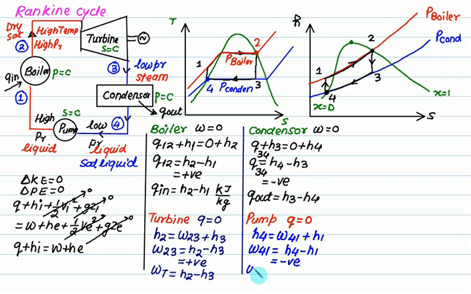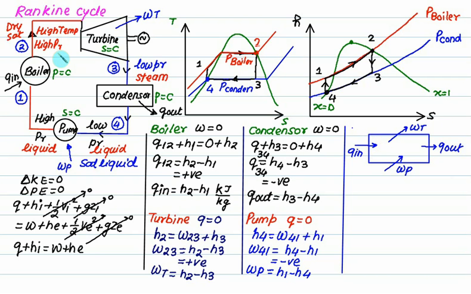I will write this as pump work, WP, and show the arrow like this. This is W pump, so it will be equal to H1 minus H4. Whereas my turbine work is positive, so the arrow is this arrow. So the boiler is meant for heat supply. The condenser will reject the heat. In the turbine we are producing the work, and in the pump we are receiving the work.